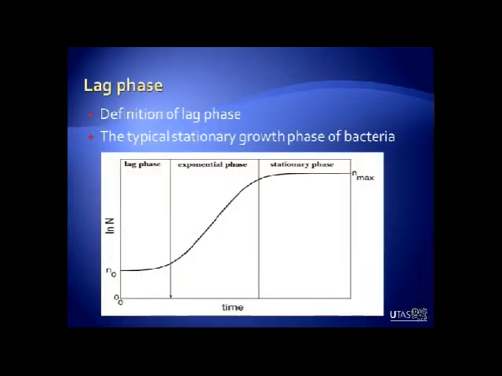Lag phase is the period during which bacteria rejuvenate and adapt to their environment before growing exponentially. During the lag phase, individual bacteria adapt themselves to the environment in order to attain an optimal growth rate. This graph shows the typical bacterial growth curve.